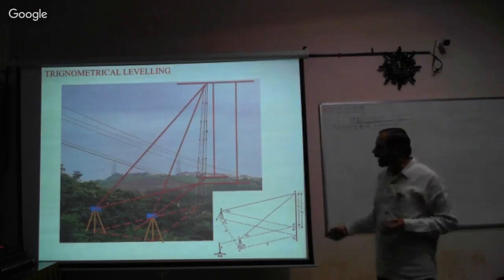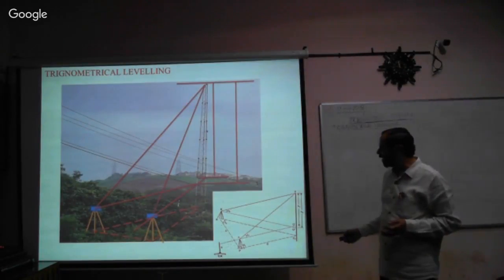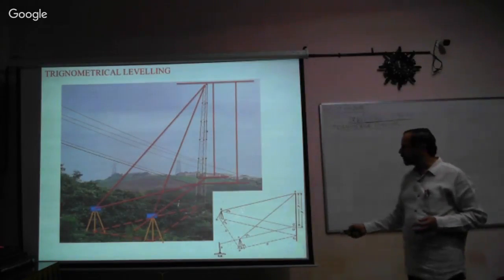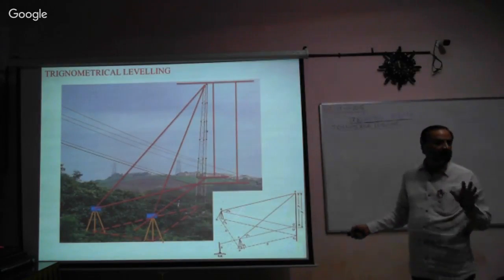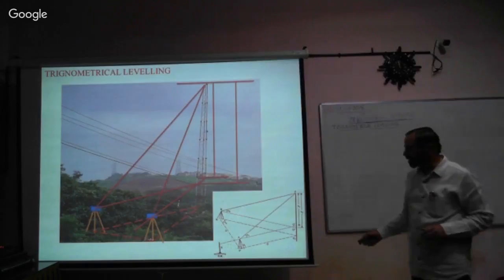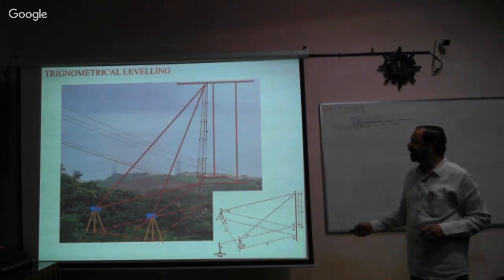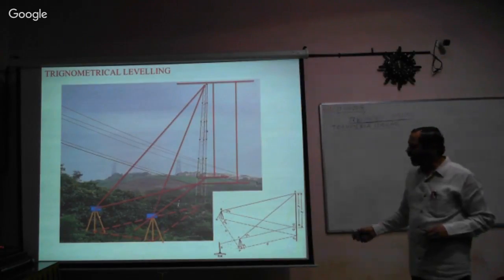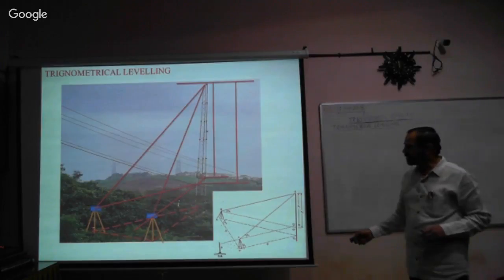And measure the vertical angle from the first station, alpha 1, and from the second station, measure the vertical angle, that is alpha 2. Our problem is solved. Now we can find out the distance from the instrument station to the object, and from instrument station 2 to the object.